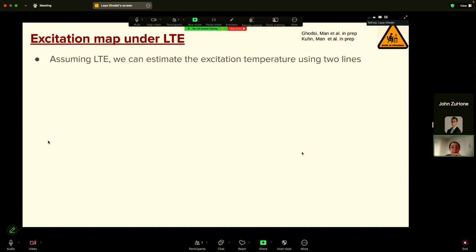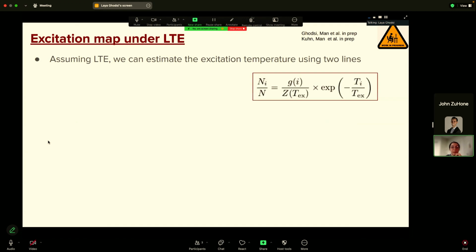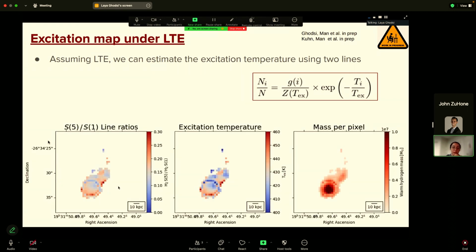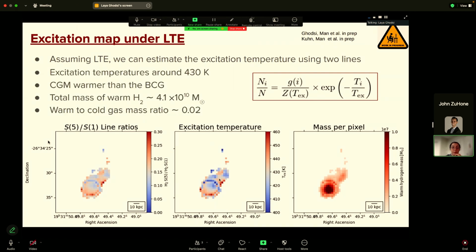So in the next step, we try to model the excitation temperature of this gas using an LTE assumption, which leads us to a Boltzmann distribution for the number density of the different transitions. Here you can see on the left the line ratios of the H2 S5 and H2 S1 lines. The excitation temperature is shown in the middle, and the mass per pixel is shown on the right. You can see that the excitation temperature for all of the BCG and tail is around 430 K, but the CGM looks a bit warmer than the BCG. This still needs more work, but these are some preliminary results.